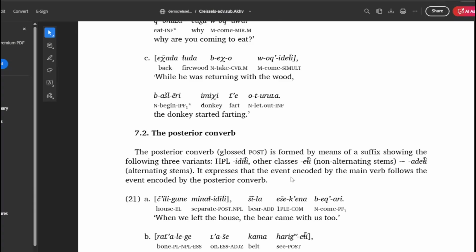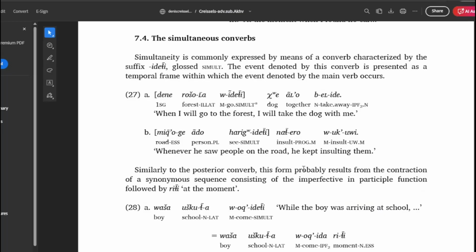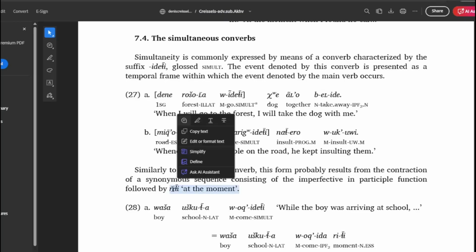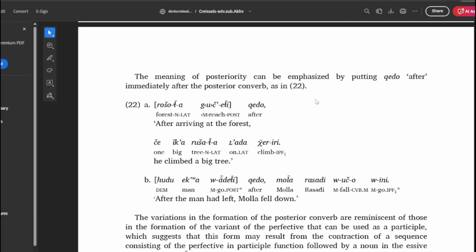So basically a consecutive or sequential. And then it has multiple different simultaneous converbs. But this is the really interesting bit. Apparently, it is hypothesized that the posterior and the simultaneous came from the imperfective and perfective, respectively, that were both suffixed with this word that means at the moment. That is really interesting. Also, it mentions that the meaning of posteriority can be emphasized by putting the word after, immediately after the posterior converb.